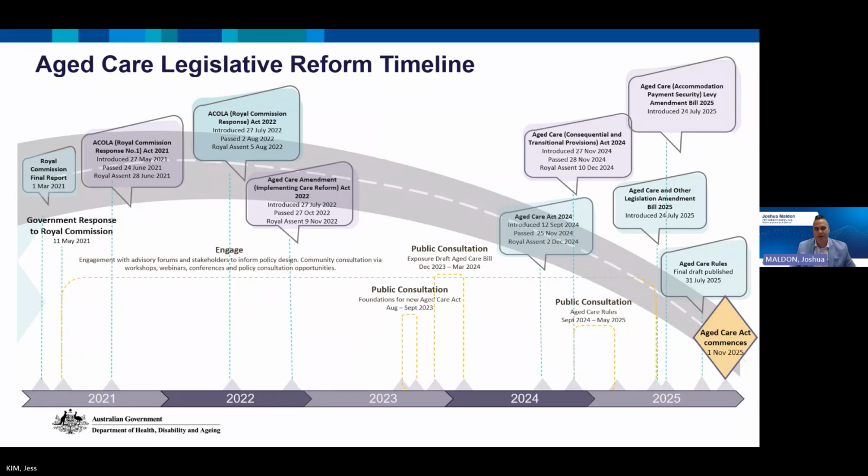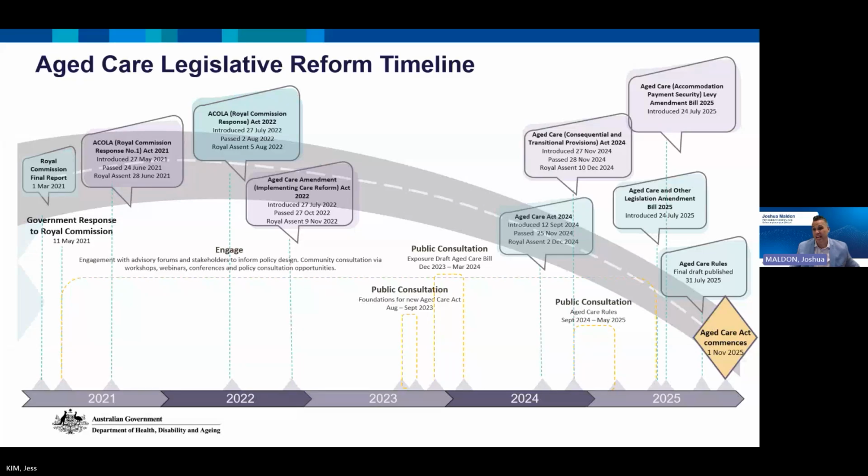So you might recall that we had the original exposure draft of the Act back in December 2023, and then we moved forward with the aged care rules. The aged care bill was introduced to Parliament on the 12th of September last year. We got royal assent on the 2nd of September. And again, we had the aged care consequential and transitional provisions assented to on the 10th of December to support the transition. So what's happening at the moment in relation to the legislation? There are 2 amendment bills.